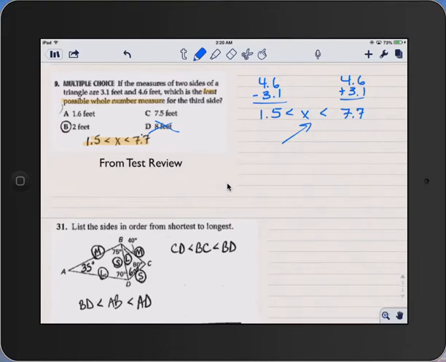So, for example, like 1.6. A whole number means no decimals. So no decimals means you can throw out 1.6 and 7.5. It's got to be 2. Why is it 2? Because 1.5 is kind of the lower bound of your x values, and we're rounding it up to the next whole number, so it would be 2 feet.